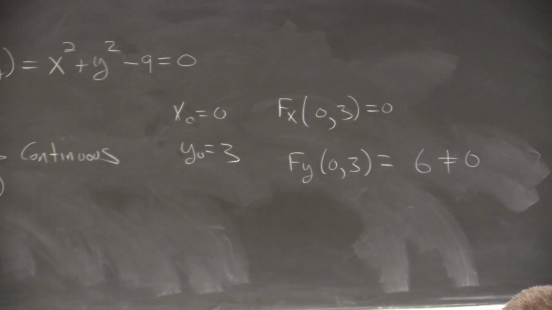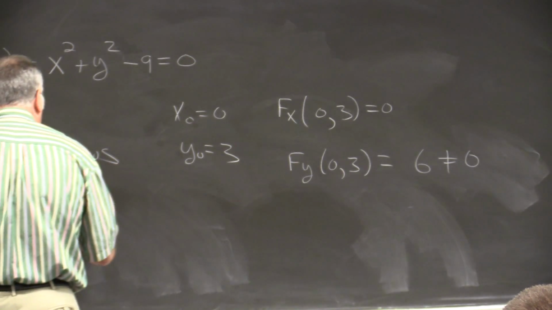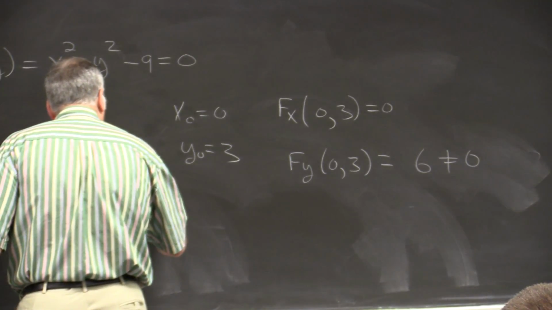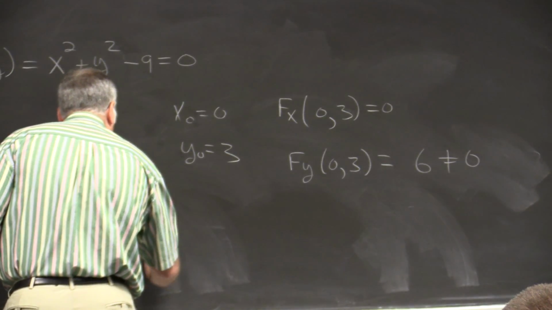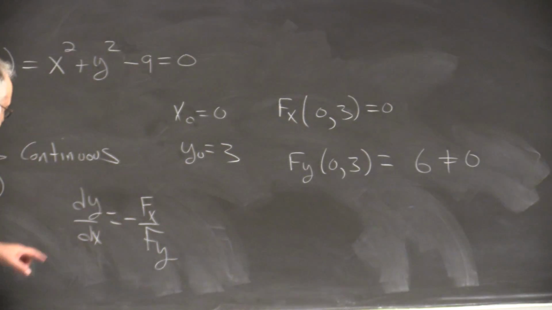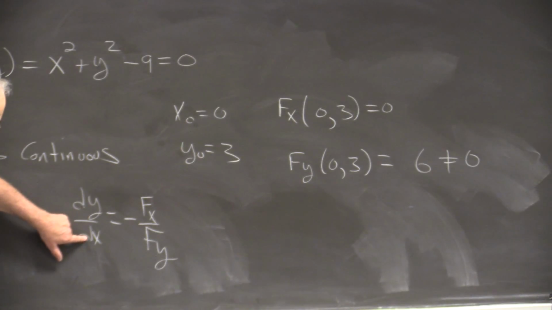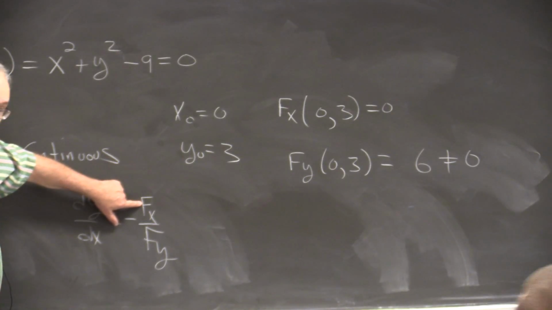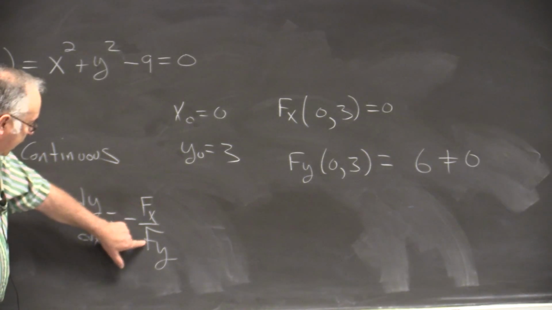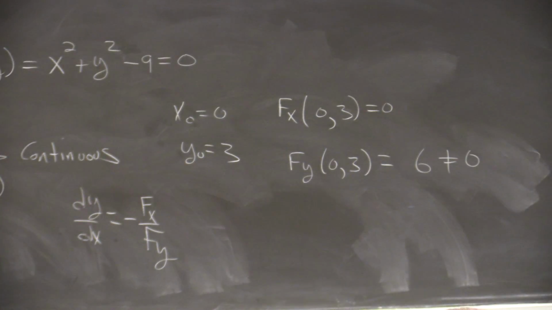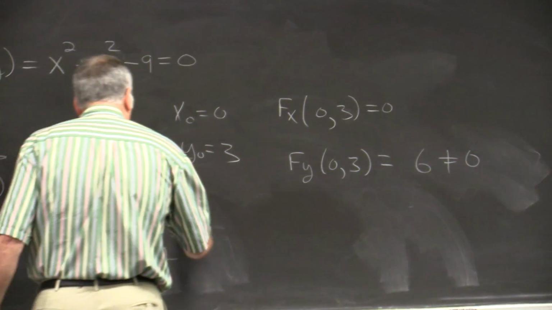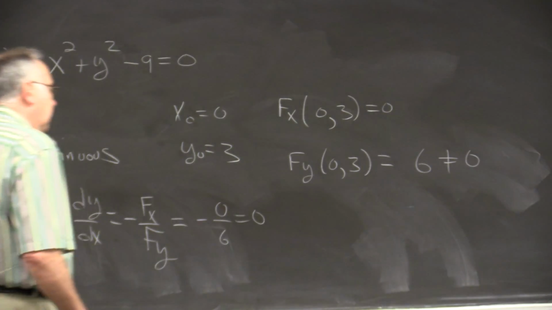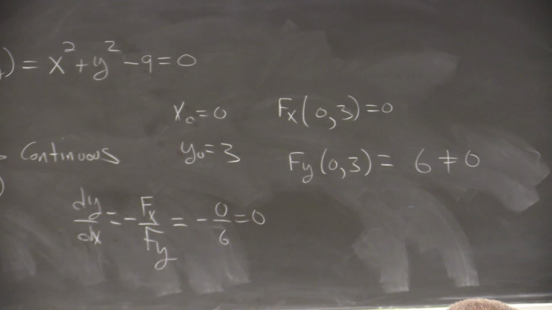And what is dy dx? Dy dx is just this. The way to remember this is if you want dy dx, then the capital F sub x is going to be up here, and the capital F sub y is going to be down here. That's how. So what is the slope here? Well, it's minus 0 over 6, or 0. So dy dx is 0 there.